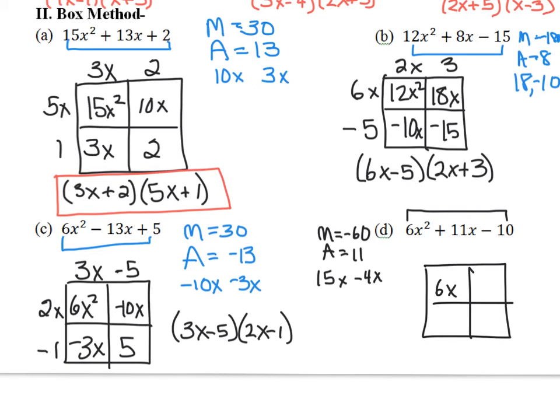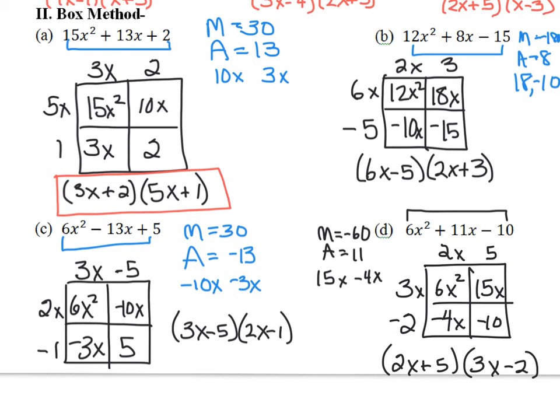So making the box, I'm going to say 6x squared, 15x, negative 4x, negative 10. So in the top row, 3x, bottom row, negative 2, first column, 2x, second column, 5. So my factors: 2x plus 5 times 3x minus 2. Now if you still need more practice, I'm going to just put the answers down for E and F. And then I want you to go down and try the You Try It's, and I will put the answers to those as well.